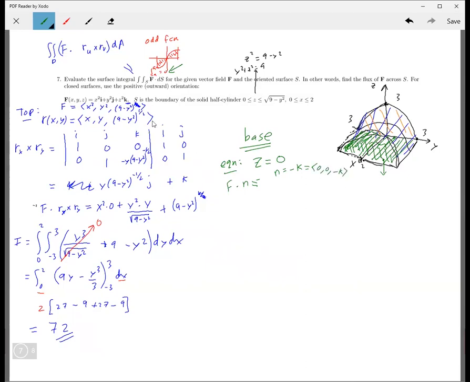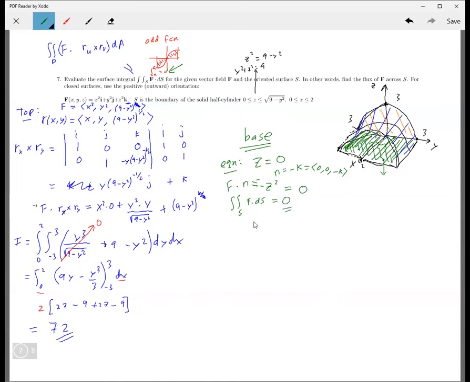So F dotted with this is just going to be this times 0 plus y squared times 0 plus z squared times negative 1. So it's negative z squared. But z is 0, so that's just going to be 0. So for the base, this part is going to be a big fat 0. Okay, so we got two things down.